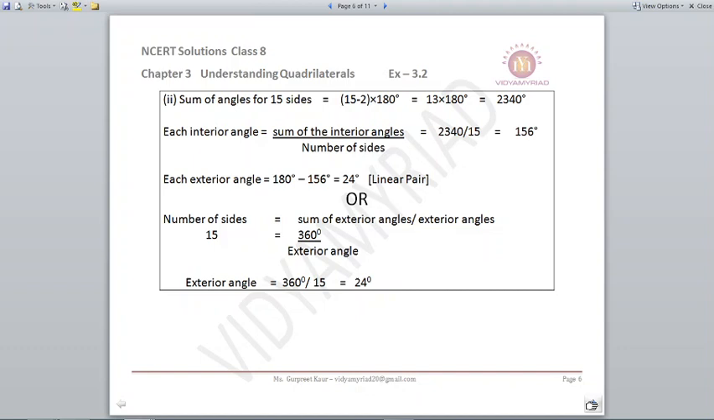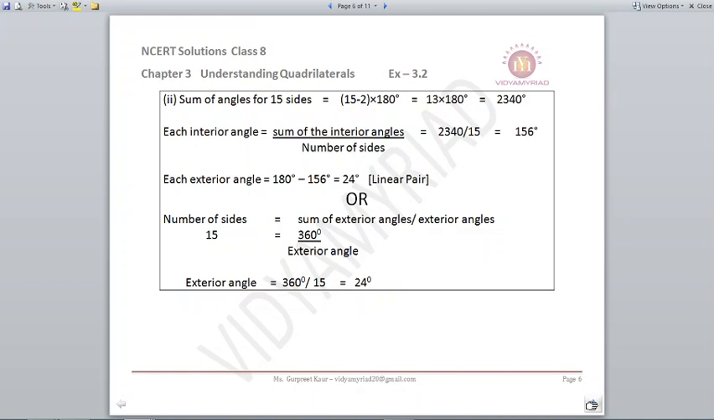Or another way of doing it is, we know the formula: number of sides is equal to sum of exterior angles divided by each exterior angle, which we have to find out. Sum of exterior angles is 360 degrees, number of sides is 15. So exterior angle will be equal to 360 divided by 15, which comes out to be 24 degrees.